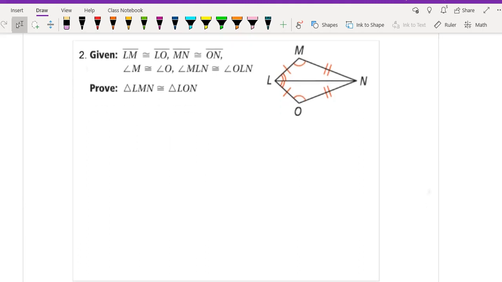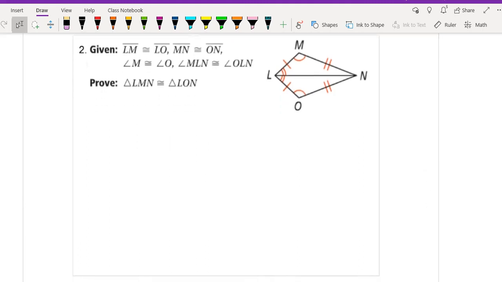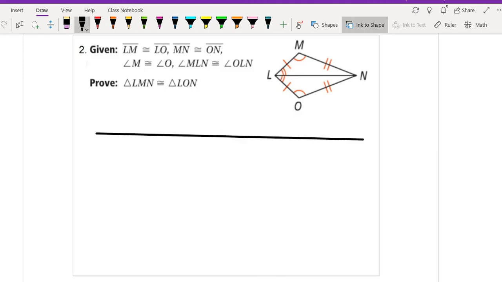And number two, we have a similar circumstance, except we don't have the table or any of the statements or any of the reasons given to us. So given a different set of triangles, LMN and LON, I need to prove that they're congruent with the given information. Okay, so first thing, go ahead and make your table.